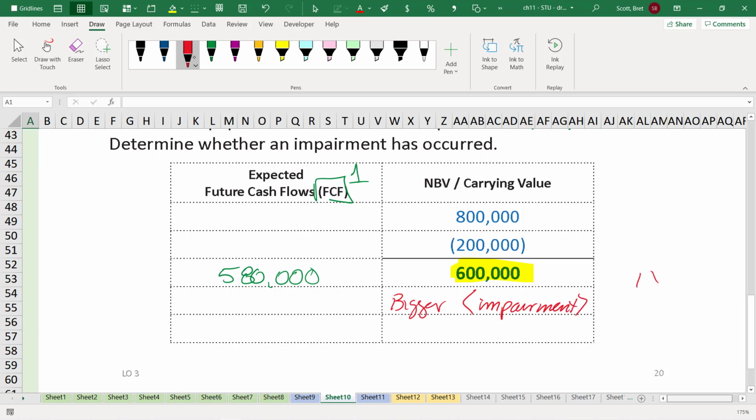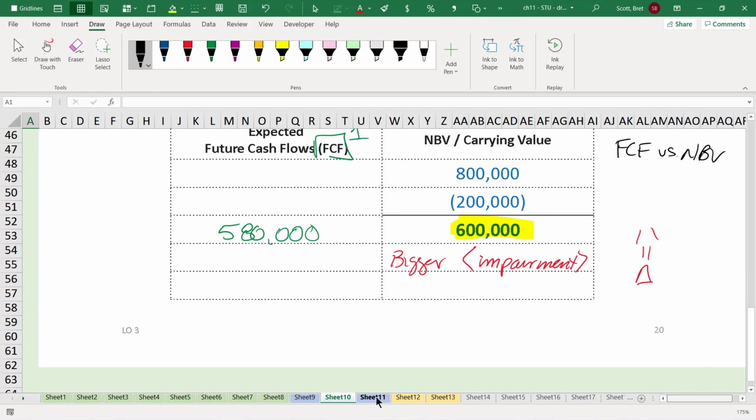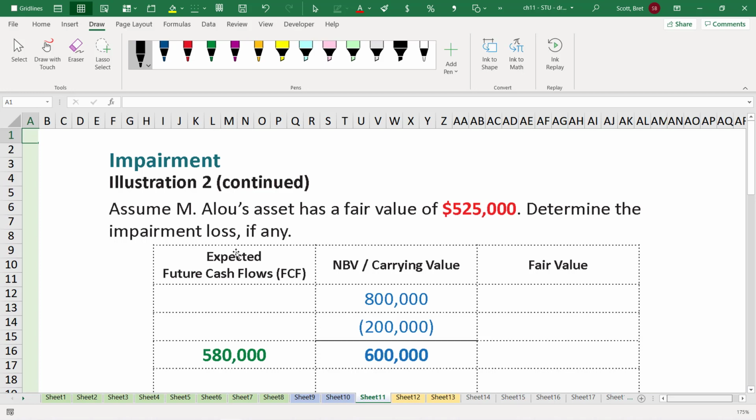Womp womp. So first, compare future cash flows versus net book value. If net book value is bigger, then we've got womp womp. We're going to write the sucker down. How do we do that? Well, we now have to look at the fair value, or what I prefer to call it, fair market value. FV tends to get a little confusing sometimes.